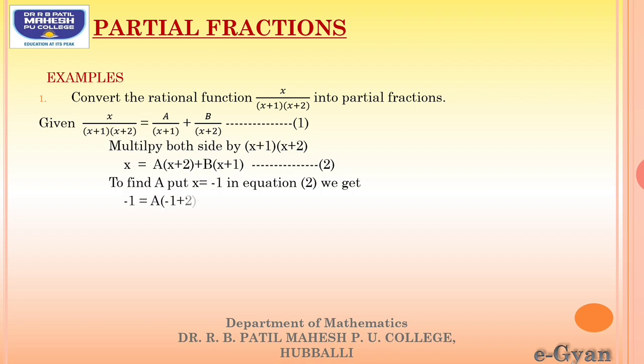So we get, on the left hand side also, substituting x equal to minus 1: minus 1 equal to a into (minus 1 plus 2) plus b into (minus 1 plus 1). And minus 1 equals a into (plus 2 minus 1, that is plus 1), which is a, and the second term we get 0. Therefore a equals minus 1. So this is the first constant term value.